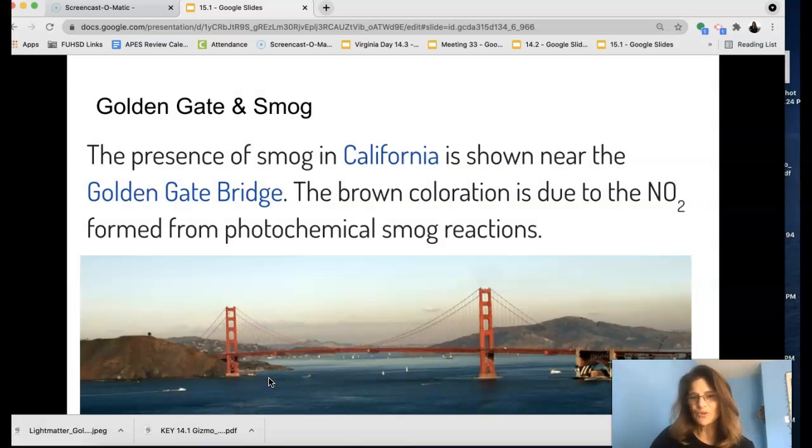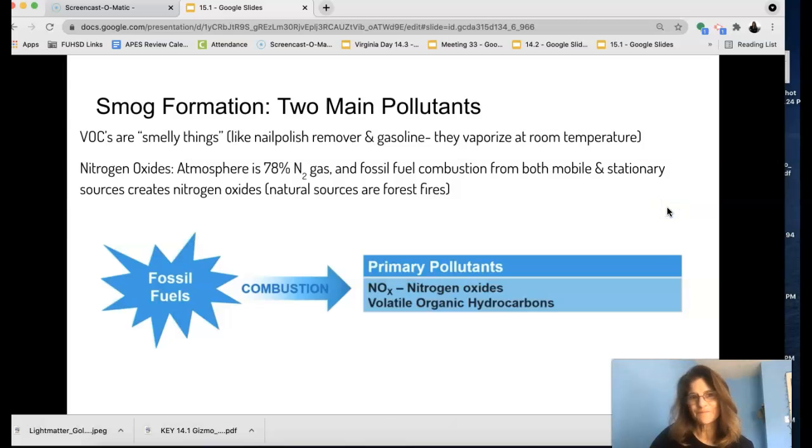This is the beautiful Golden Gate Bridge, and in the background you see this brown layer of smog, which is a result of nitrogen dioxide and the chemical reaction that forms smog. So how does that happen? Well, we're talking about two primary pollutants now, nitrogen dioxide and volatile organic compounds.